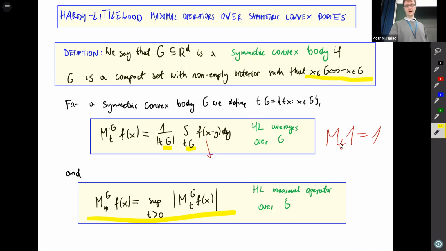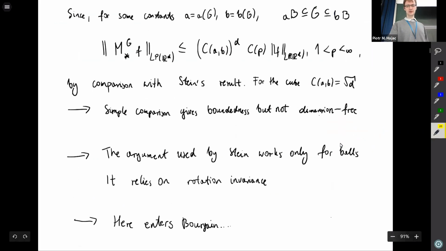Okay. And it turns out that, similarly to the cube, every symmetric convex body G is contained in some ball and contains some ball. This is easy because I said the set was compact with non-empty interior. Non-empty interior means that there is a ball inside, and compact means that there is a ball outside. So it's straightforward. But the problem is, as we already observed in the cubes, that those constants A and B probably depend on the dimension with high chances.